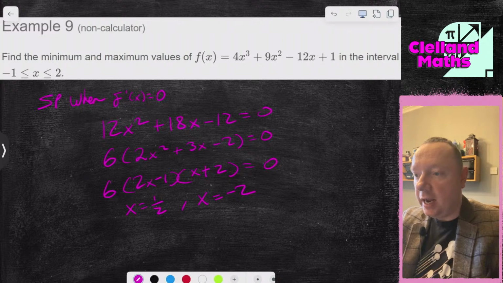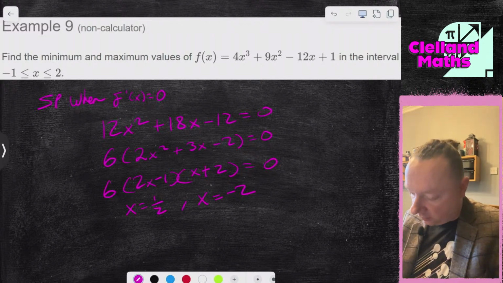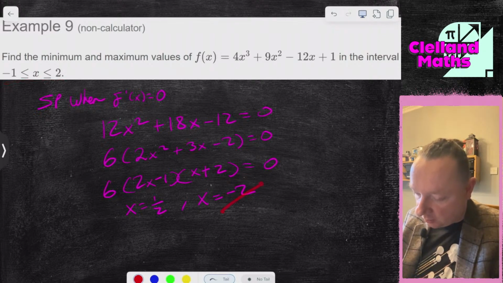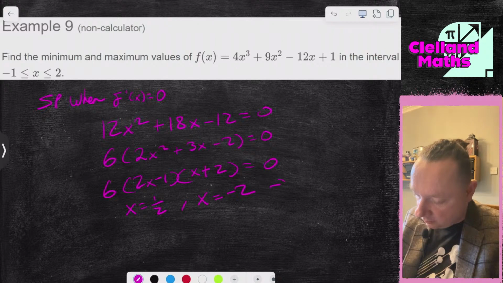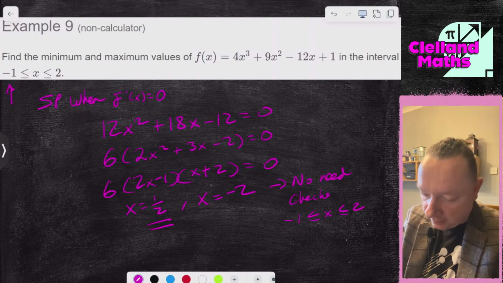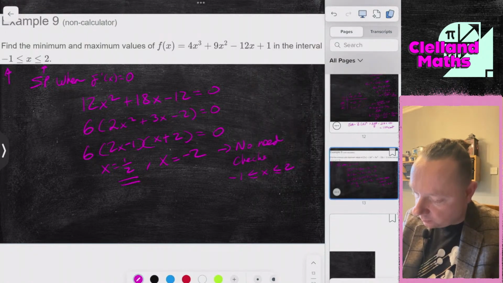But we then need to check are they maxes or minimums. We have to find both anyway. But can we disregard anything? That's a good idea with this question. We have to only do it between -1 and 2. Well, minus 2 is out with that, so we don't need to check that one. No need to check, because -1 is less than or equal to x less than or equal to 2. So just need to check a half. We also need to check -1 and 2 to see if it occurs at these points. So let's add a page.